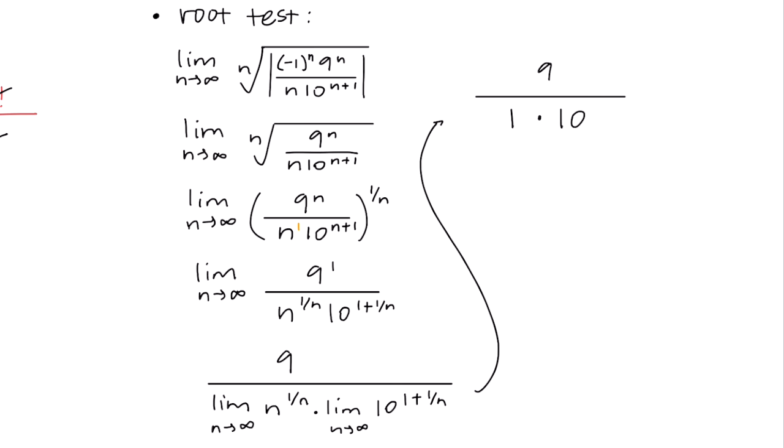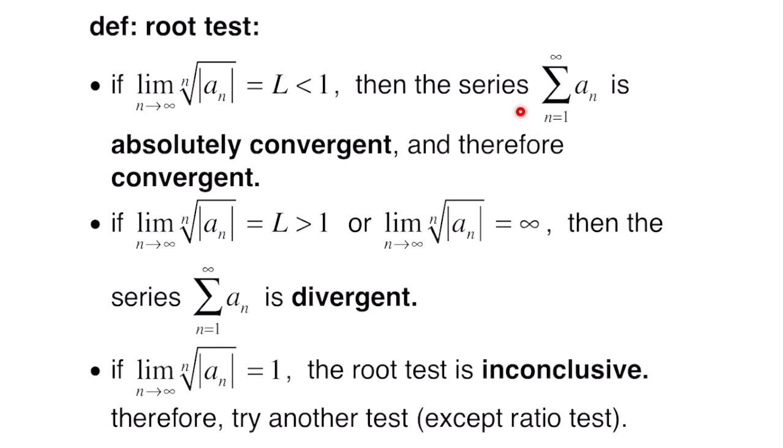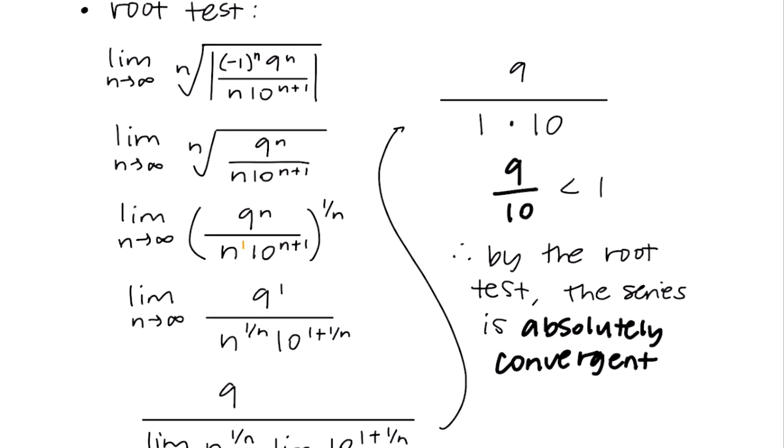So now at this point we have 9 over 1 times 10, so that simplifies to 9/10. And according to the root test, 9/10 is less than 1, therefore the series is absolutely convergent and therefore convergent. So I wrote it out, therefore by the root test, the series is absolutely convergent.